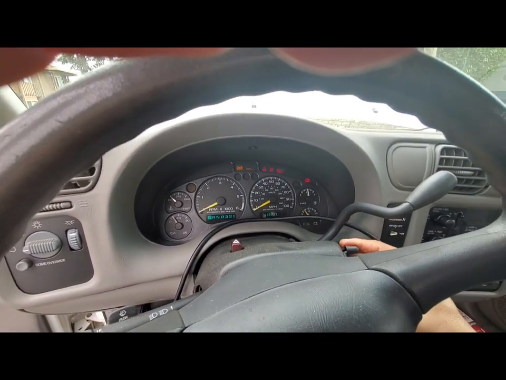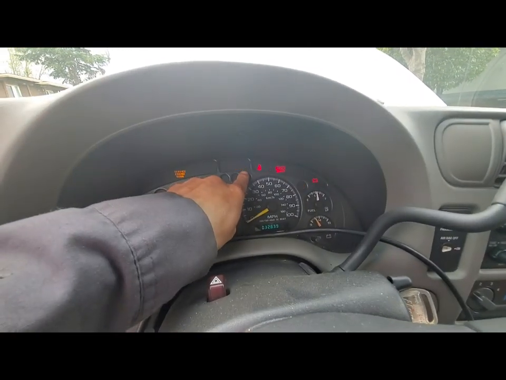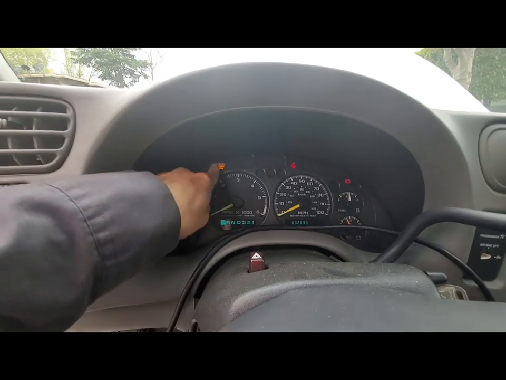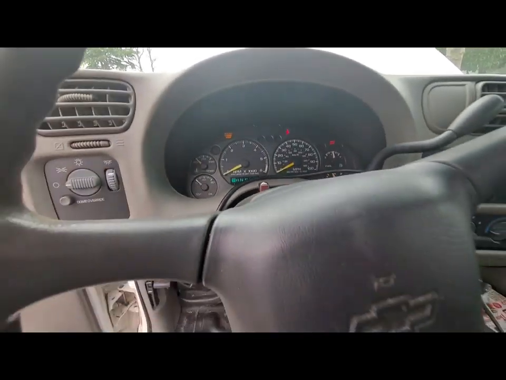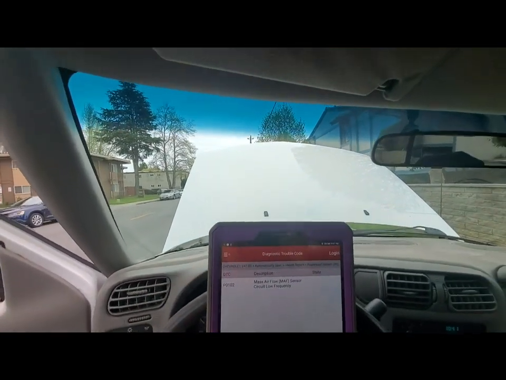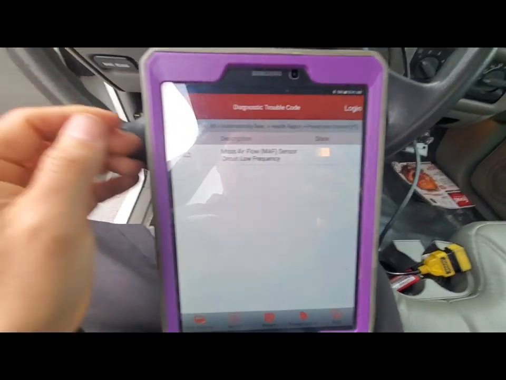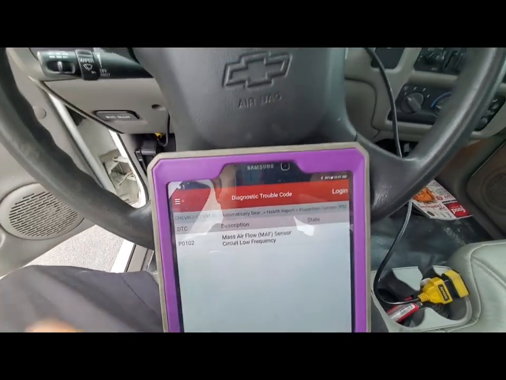Okay, we have crank no start. The security light comes on and goes off, nice. The service engine light is coming on. First step, we're going to go through this. The only thing I have done on this vehicle is scan for codes, but I wanted to show you something here, how we're going to go through this.